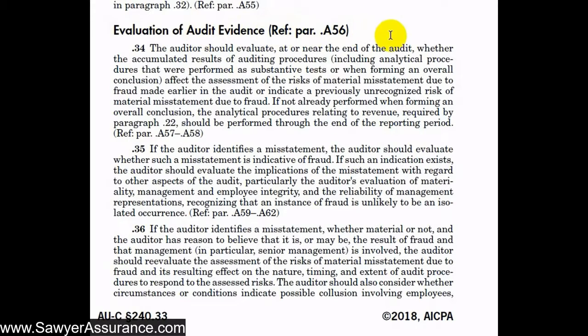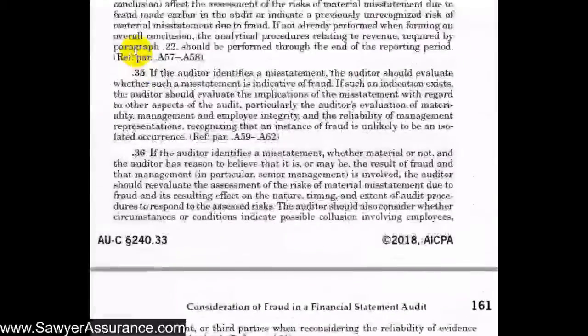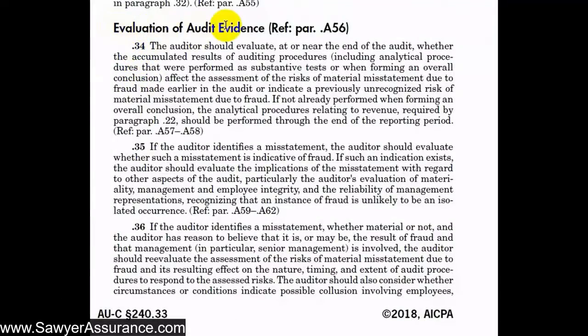And so in this particular video, in AUC section 240.34 through 37, we will discuss how to evaluate that audit evidence in relation to the risk of material misstatement due to fraud. So first we see here that we should evaluate at or near the end of the audit whether the accumulated results of auditing procedures affect the assessment of the risk of material misstatement due to fraud that we made earlier in the audit, and whether that indicates that there are previously unrecognized risks of material misstatement due to fraud.